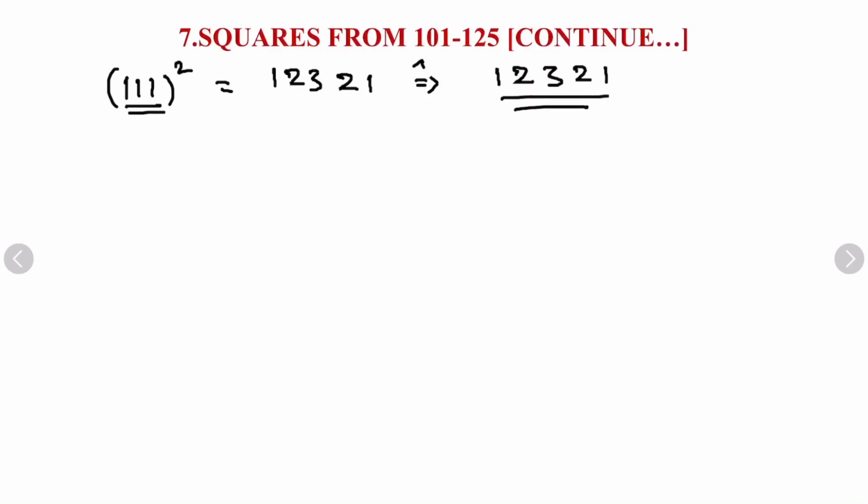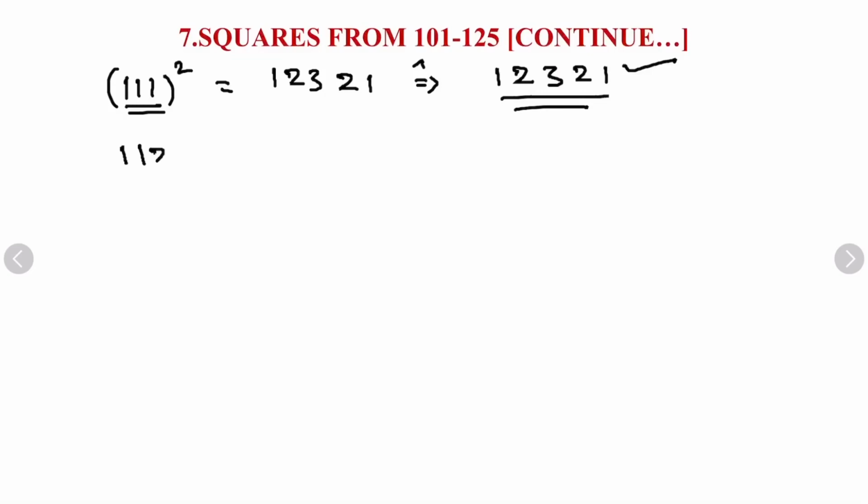Next, continuation to the previous one. 111 square I need to calculate. How much more than 100? 11. 11 square, 121. Keep 21, 1 carry forward. 111 plus 11, 122, plus 1, 123. Or else directly you can implement it as it is 3 digits. So 1, 2, 3, 2, 1. This we have already discussed in the previous video.